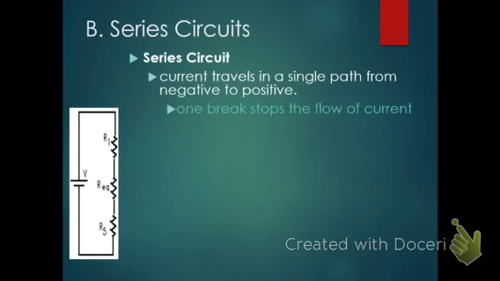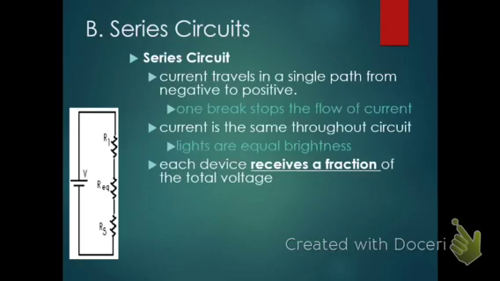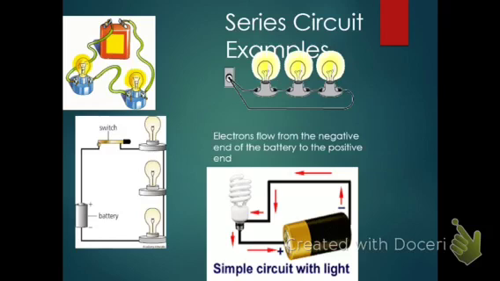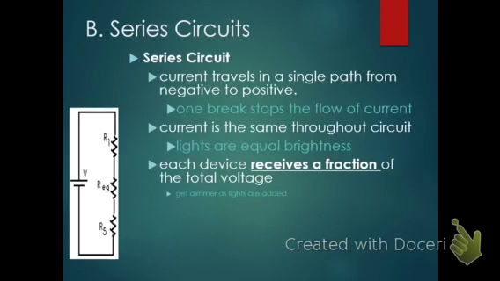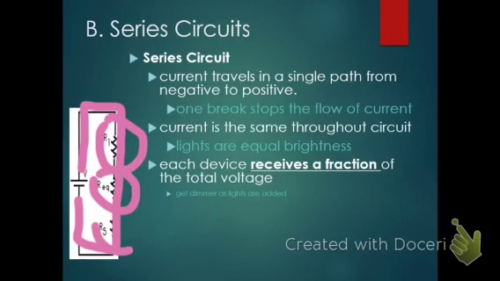Electrons always flow from negative to positive. Okay, let me get all this up and then we'll talk about it a little bit. All right, so again, current travels from negative to positive. So our current is traveling from here around to here. And you see we have two resistors, or three things that are plugged in on this circuit.